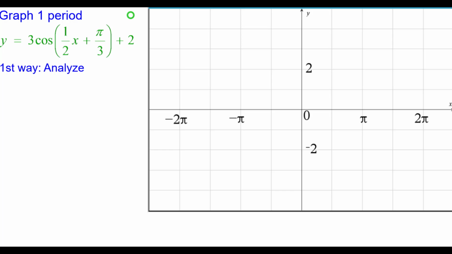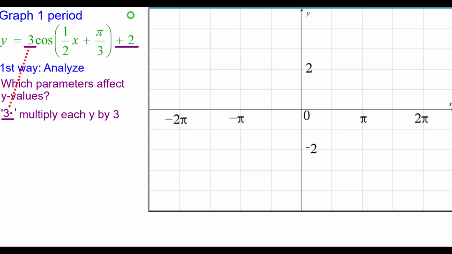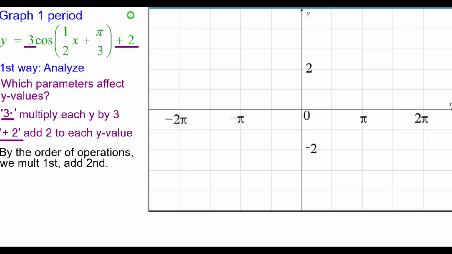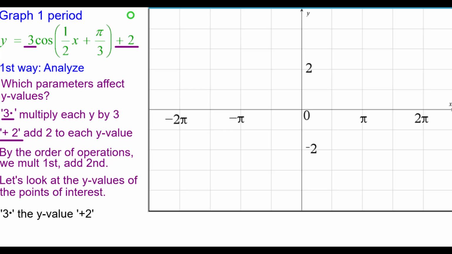First way we're going to do this is to analyze which parameters affect the y values. And that would be the 3 times and the plus 2 outside the function. So we're going to multiply each y value by 3 and add 2 to each y value. By the order of operations, remember we multiply first and then we add second. So let's look at the y values of the points of interest. 3 times the y value plus 2 is what we're going to do here because of these two parameters.